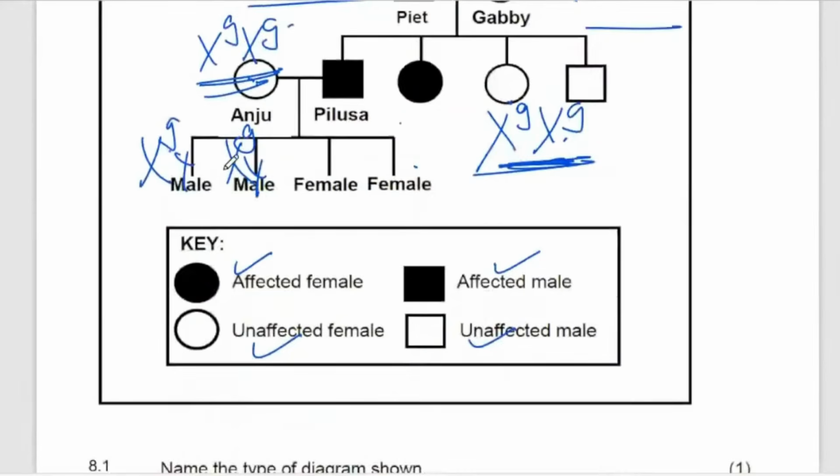Don't forget it's caused by a dominant allele. If it was a recessive allele, then they would have been affected. But the one who has the recessive allele is the one who is normal. And the one who has a dominant allele is the one who is affected with that disease. Is it clear? Yes, that is the only trick you need to know about that.